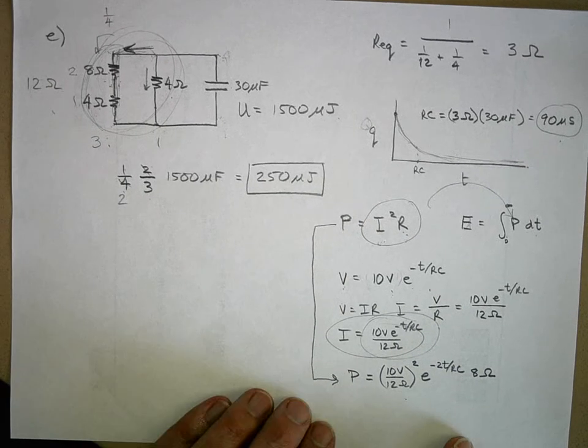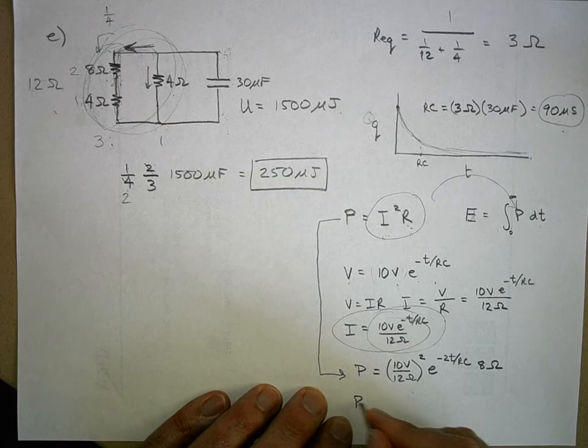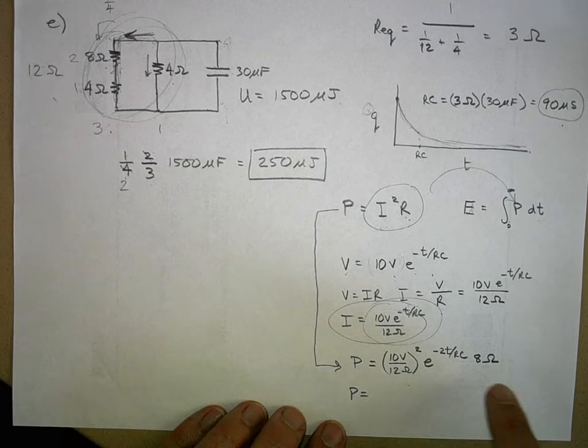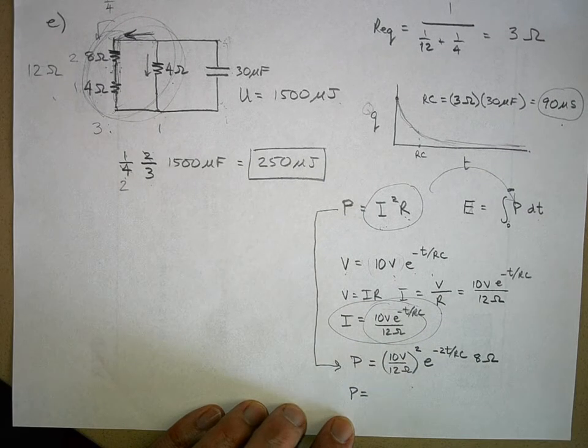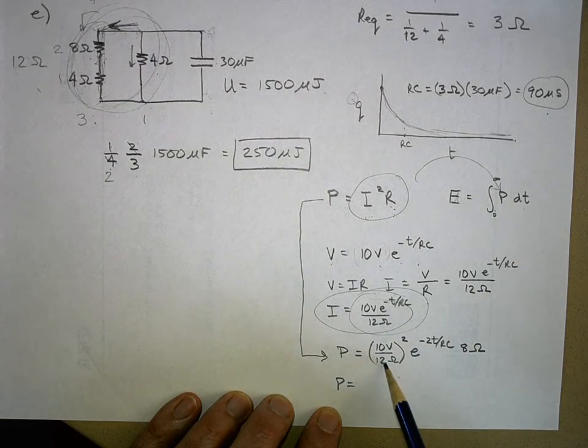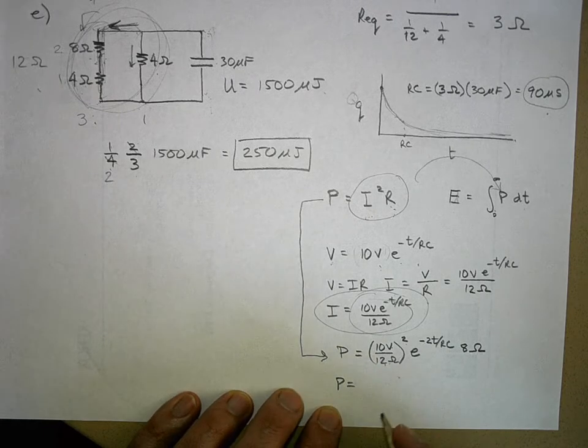So the power as a function of time is equal to, well, let's get rid of the constants and concentrate them all in one. So this is going to be 10, and then you've got to square it. So when I go 10 divided by 12, square it, multiply it by the 8, I get 5.556.